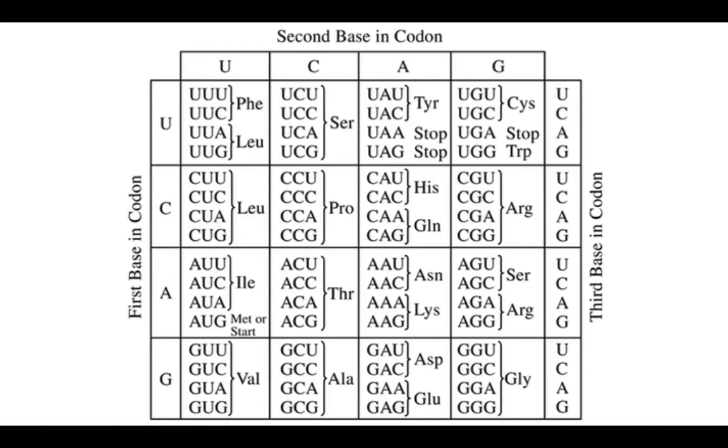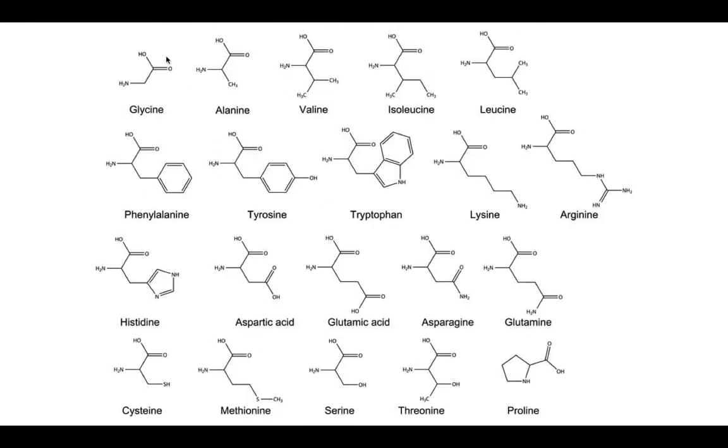3-letter scheme. So let me jump back a couple of squares. Remember that these 20 amino acids also have nicknames. So glycine will be denoted as GLY, and alanine will be ALA, and valine will be VAL.